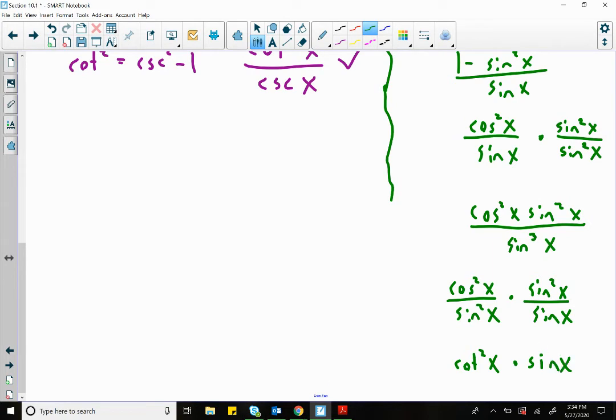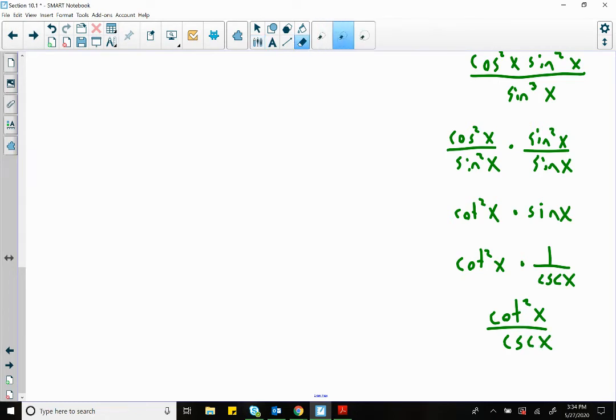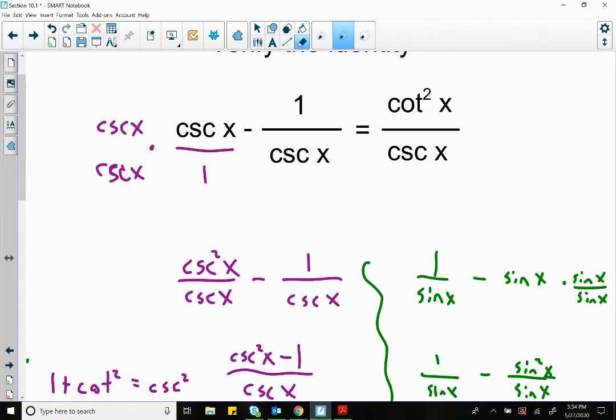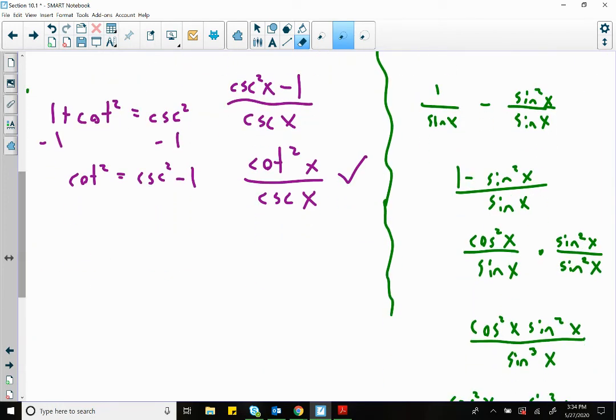And what is sine x? It's the same thing as 1 over cosecant x. And when I put these back together, cotangent squared x over cosecant x. That right there, you're not expected to be able to do that. They're going to go with the obvious route. They're hoping that you can see this information and that you keep it together with the cosecant. But this is what happens when you want to change everything to sines and cosines.